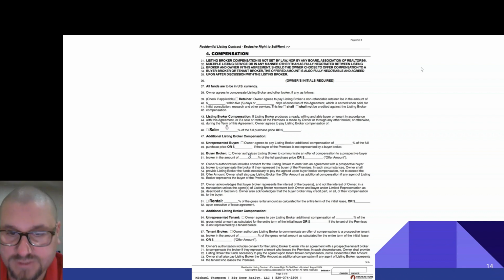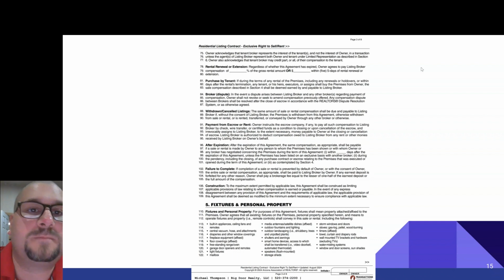Okay, and then get your owner to sign initial there. Owner acknowledges that tenant broker represents the interest of the tenant and not the interest of the owner in a transaction, unless the agent of listing broker represents both owner and tenant under limited representation as described in section 6. Owner also acknowledges that the tenant broker may credit part or all of their compensation to the tenant.